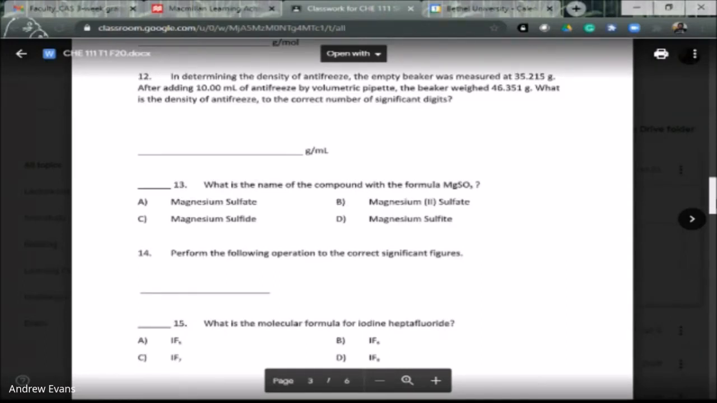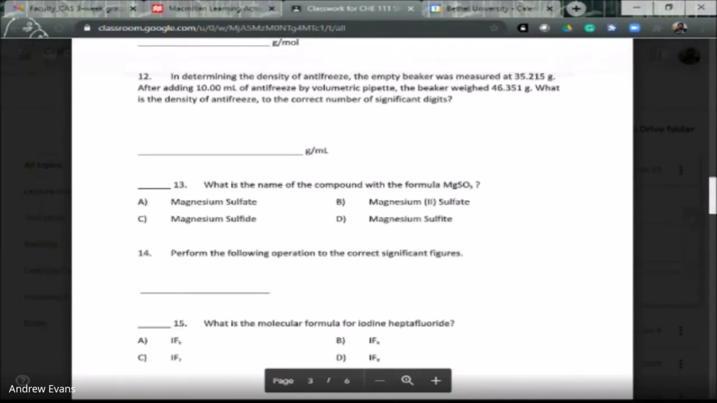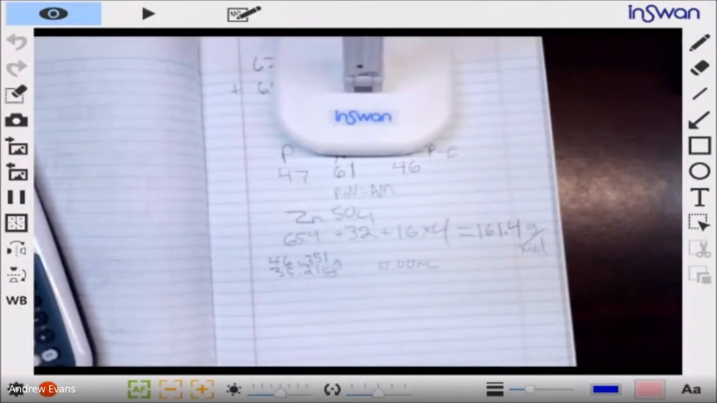So we're figuring out density. Determine the density of antifreeze. The empty beaker is weighed, so the tare mass is 35.215. We add about 10.00 mL, and the total mass is 46.351. They want to know what is the density of antifreeze to the correct number of significant digits. Well, I say they, but me. I want you to find that.